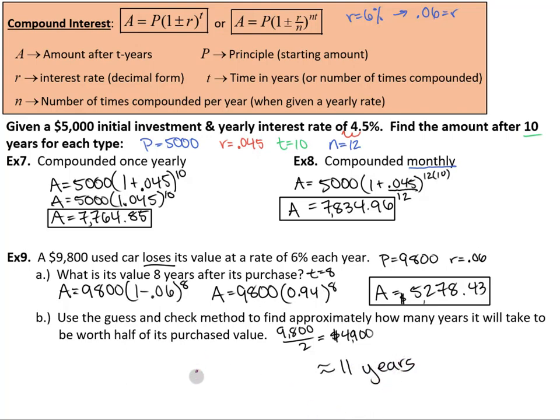Okay, so if it says use guess and check, we basically just use our formula and we just guess and check how many years, trying to get to our target value. Okay, that's it for now. We'll definitely go through more examples of these things in class, including graphing and our different interest rate types.